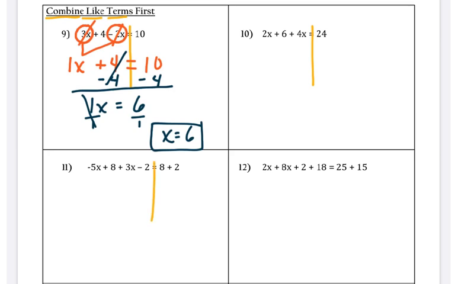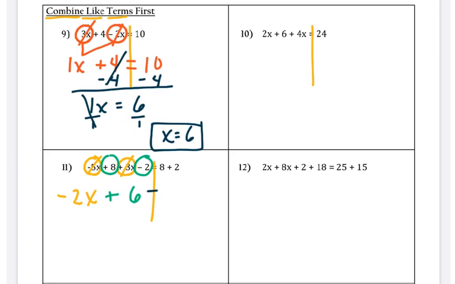So number 11, we have lots of like terms. I have negative 5 x's plus 3 x's. You can use your calculator if you struggle with negatives. Negative 5 plus 3 is the number negative 2 with an x. I have more like terms. I have a positive 8 and a minus 2. 8 minus 2 is the number 6.